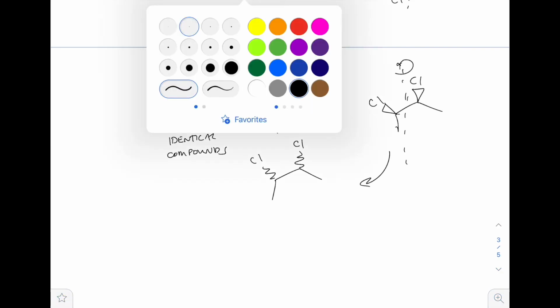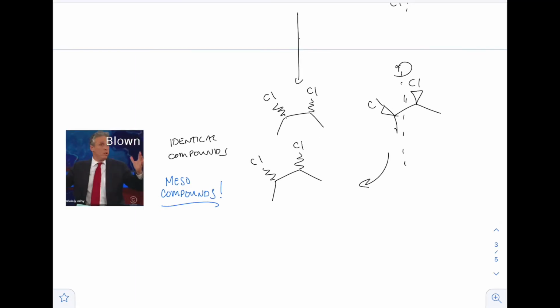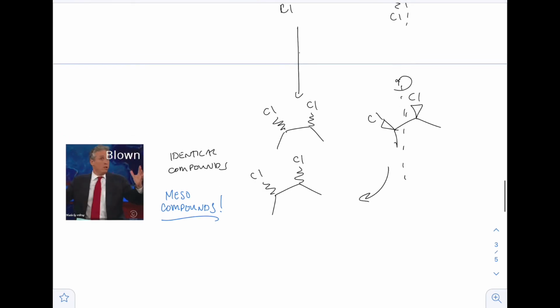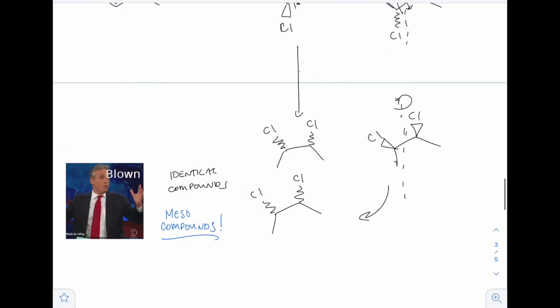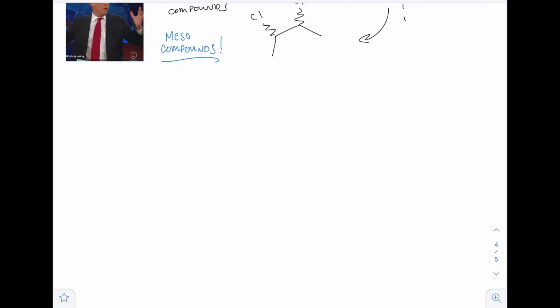meso isomers. And that's what's cool about this, because the cis alkene yielded enantiomers, while the trans yielded the meso compound, which is our identical compounds. This is crazy, right? Mind blowing. Super cool. So just put an asterisk by that one for sure.